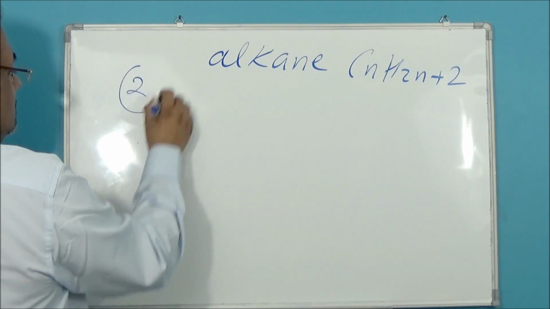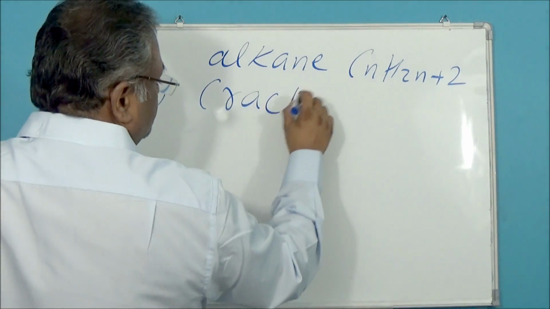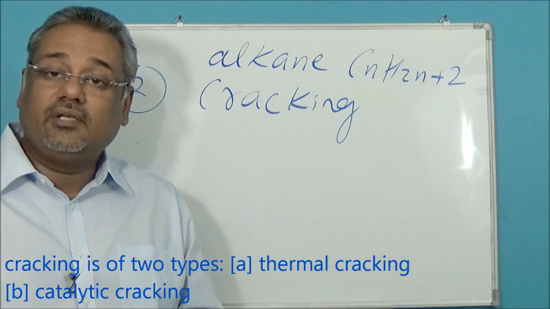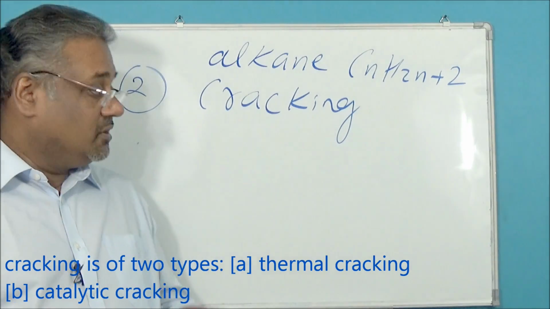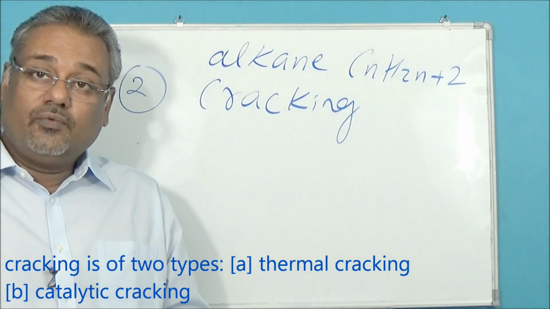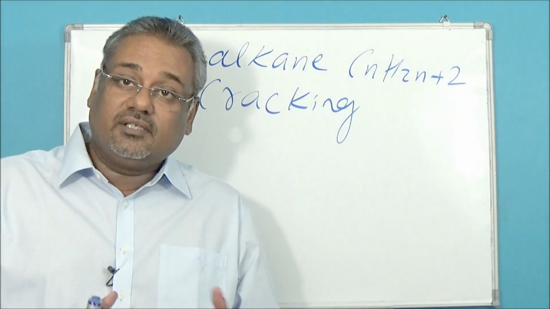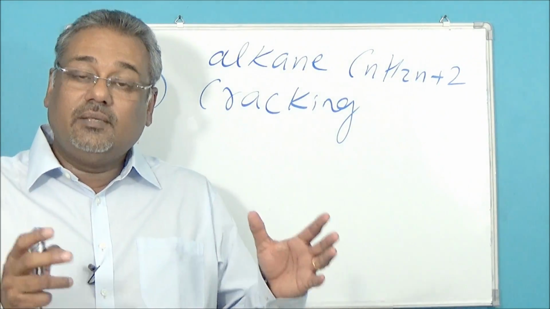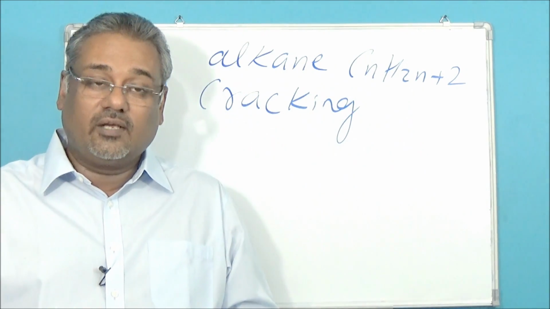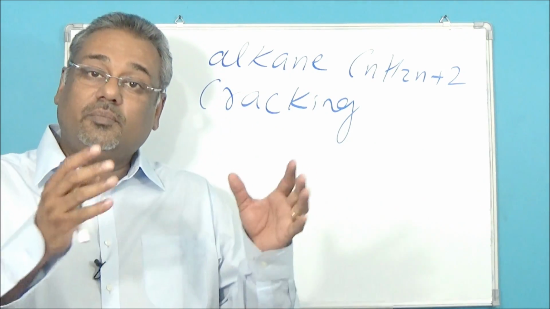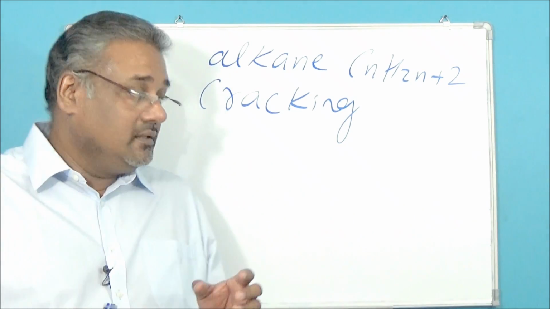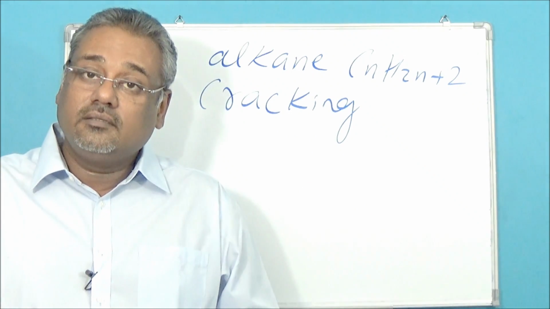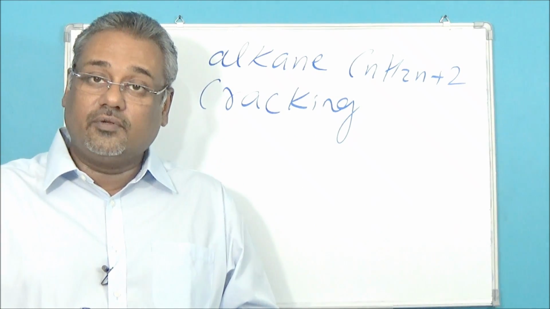Now, cracking, this is a very, very important industrial application that we have. Because when you do cracking of alkanes, we get a mixture of alkanes, alkenes and hydrogen, and they're all very useful products. Large alkanes have a limitation in their usage. They cannot be used as fuels easily. So when you break an alkane down into smaller bits, smaller alkanes are good as fuels, smaller alkenes are used to make plastics, and of course hydrogen is also a very good fuel.